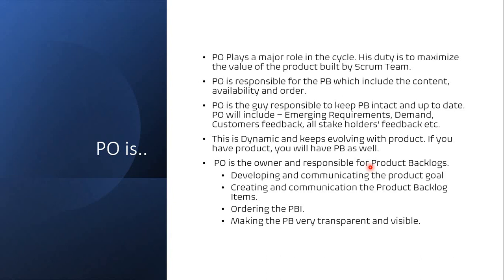Then there is the ordering and the priority. I've got 100 items to do. Which one is first? Which one is second? I need to get the best of the things done first, the ones with the highest priority, and prioritizing and ordering is a major role that the PO does. Most importantly, his role is to make sure that the PB is very transparent, visible, and understandable as well.